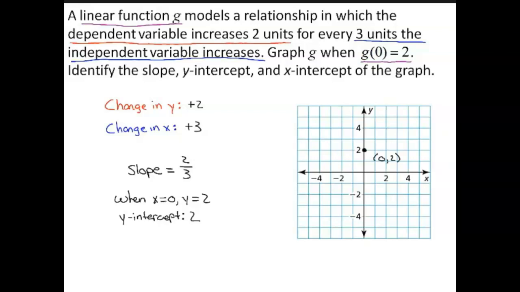Next you want to use the slope to find another point on the line. Because a slope of 2/3 can be rewritten as -2 divided by -3, you want to plot a point that is 2 units down and 3 units left of the point 0, 2. Draw a line through the points. The line crosses the x-axis at -3, 0, so the x-intercept is -3.